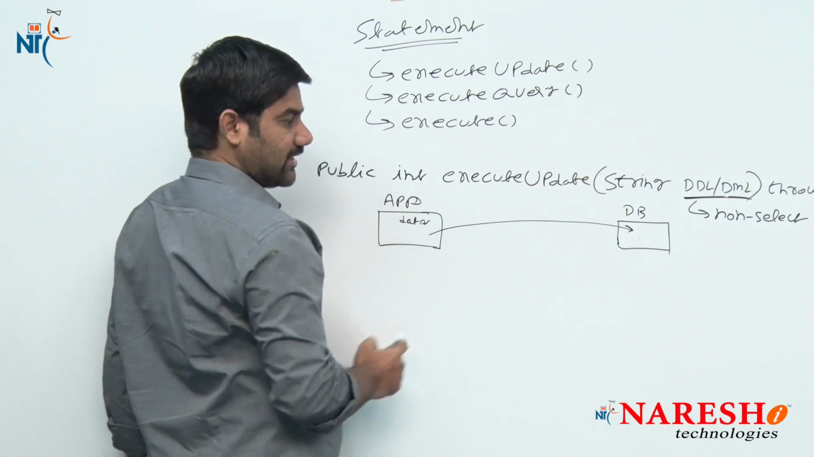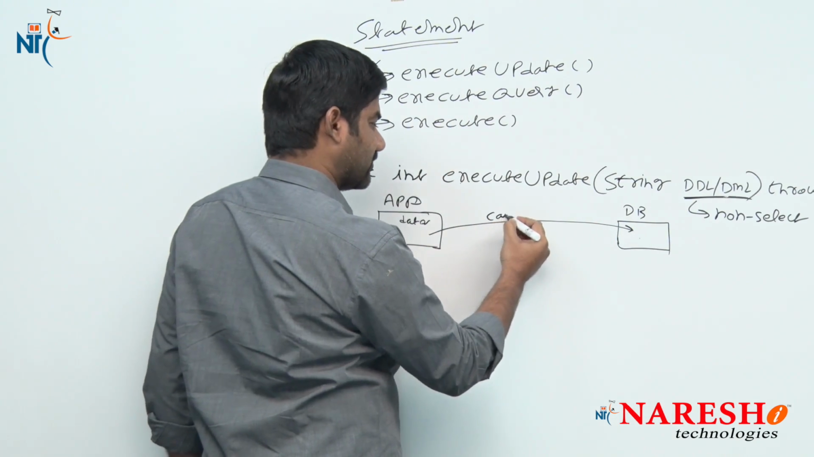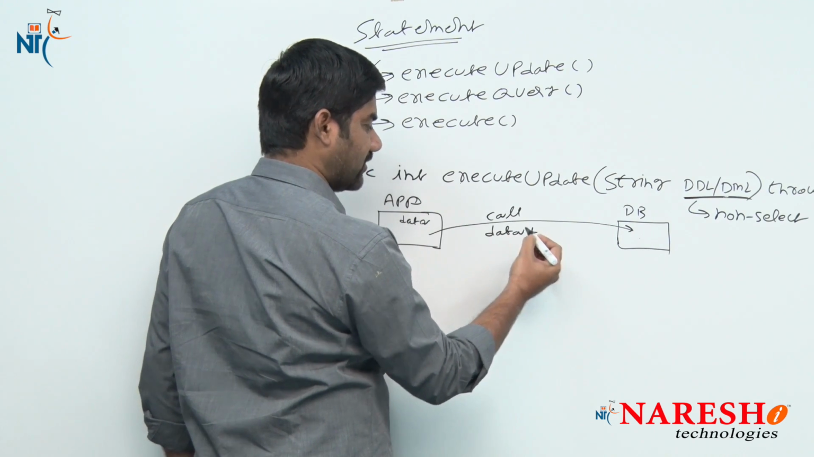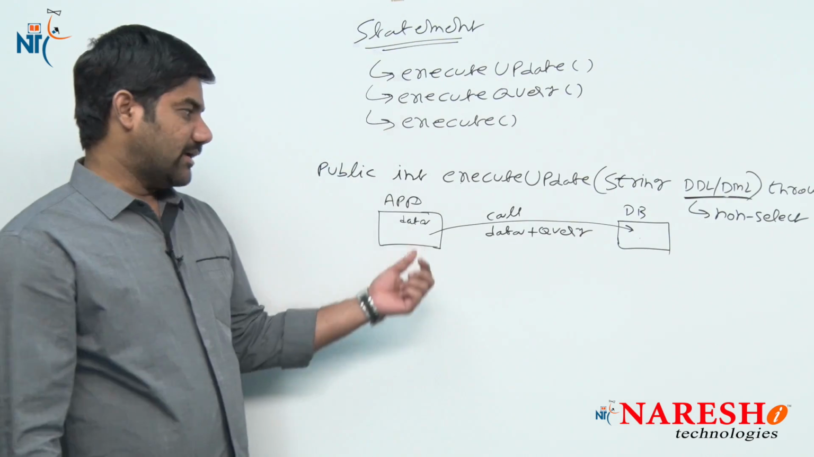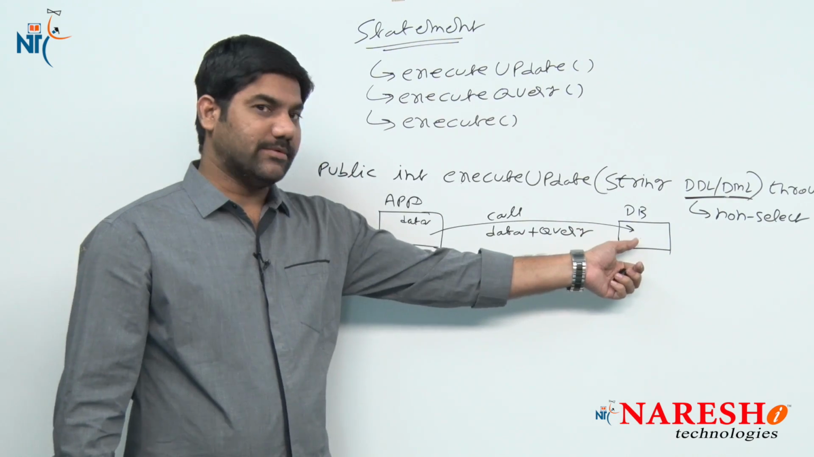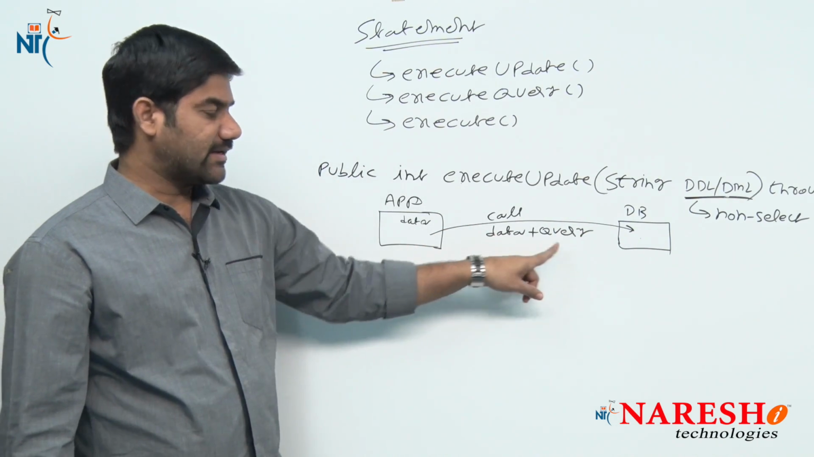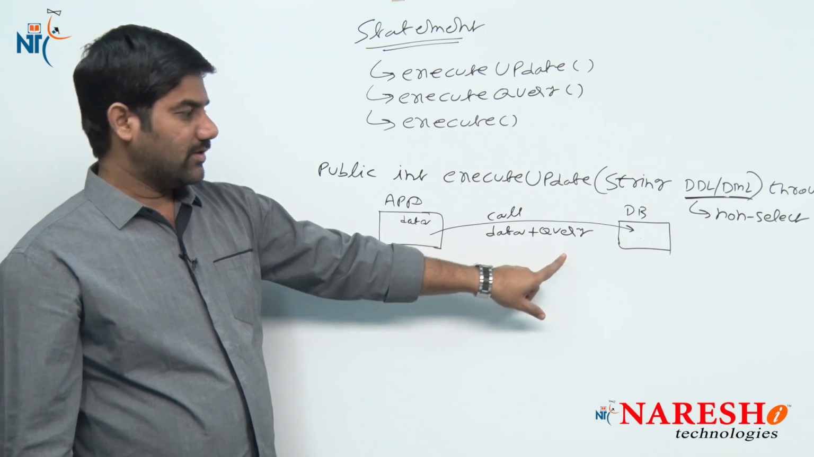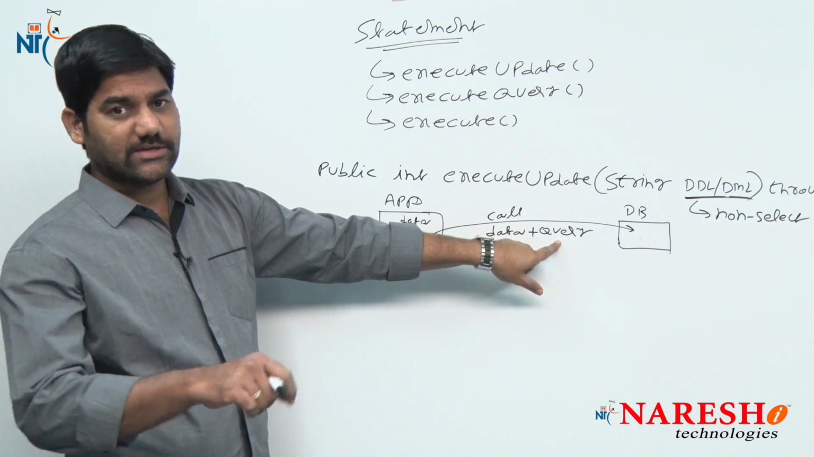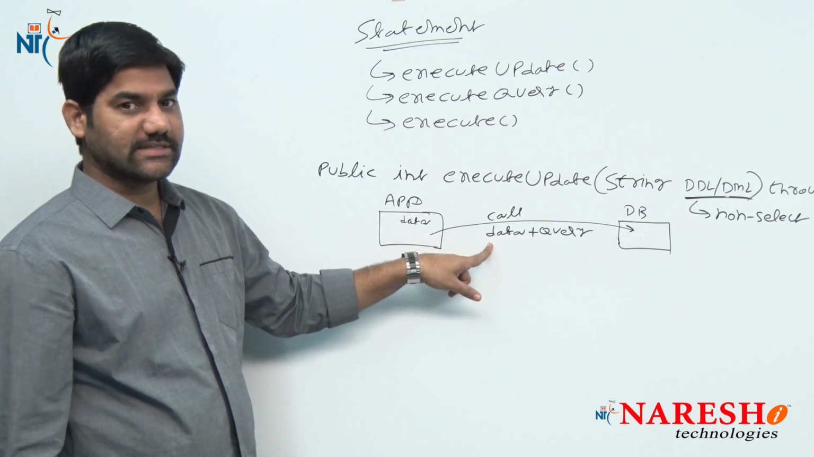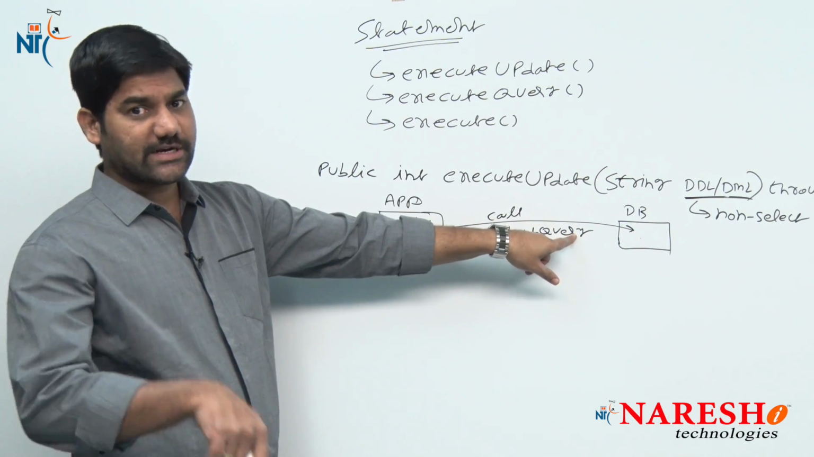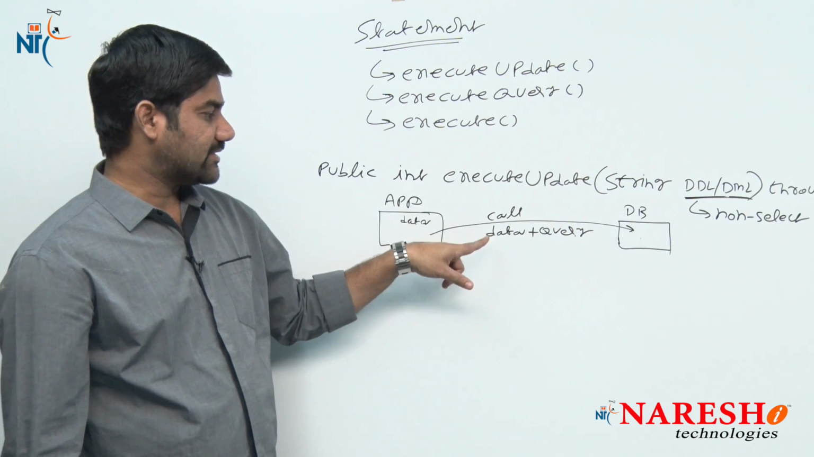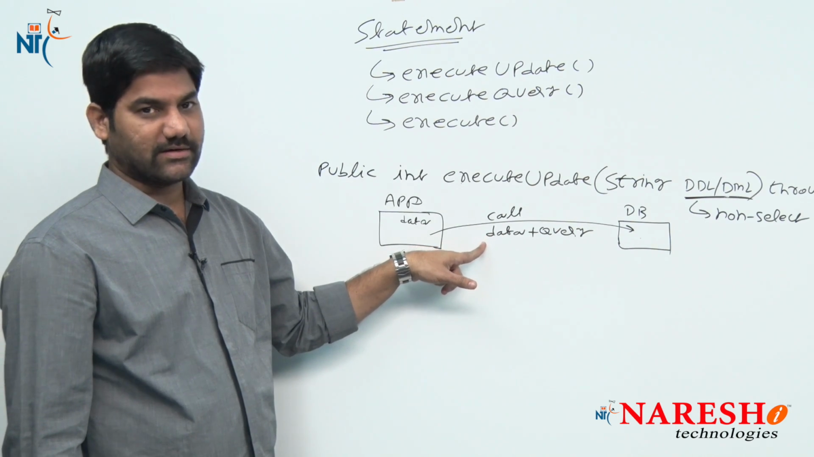So this is passing of the call. What does the call contain? Internally it contains data and also your query. A Java application passes the call to the database, and every call internally contains some values and at least one query. The query decides which task you want to perform, and the data is what that task is performed on.